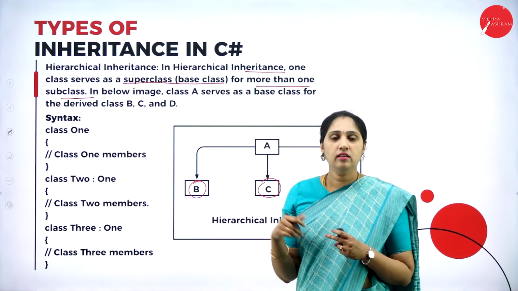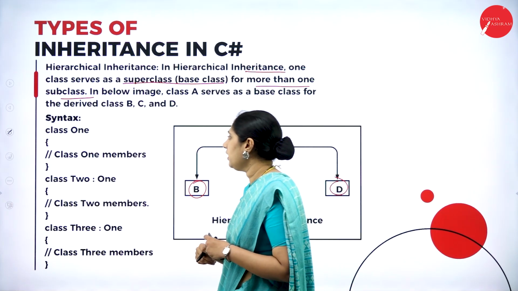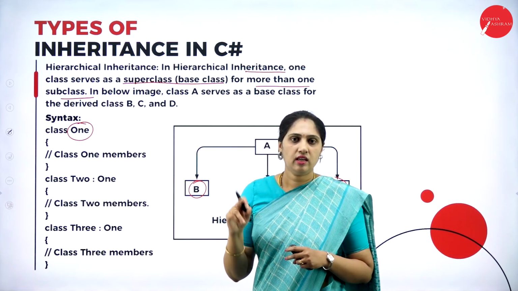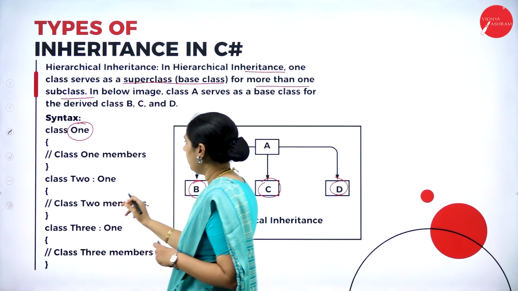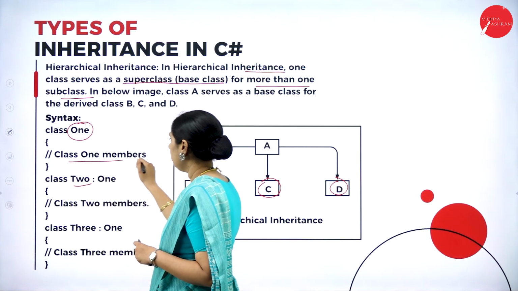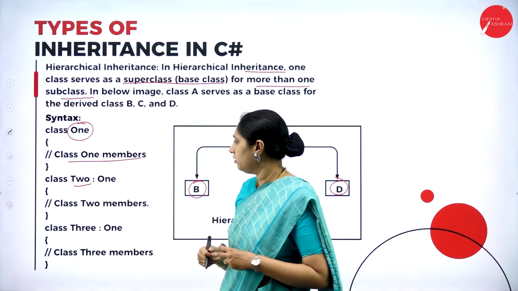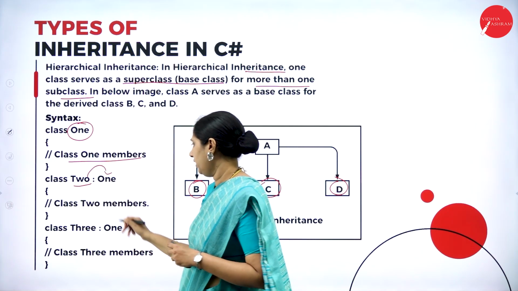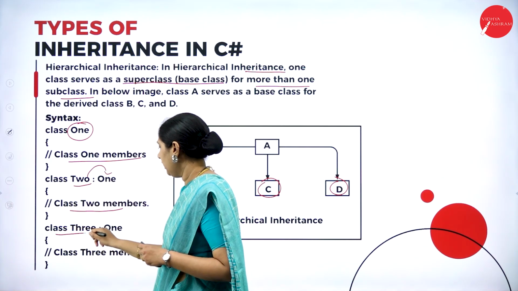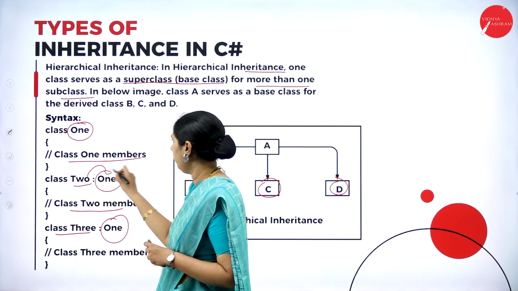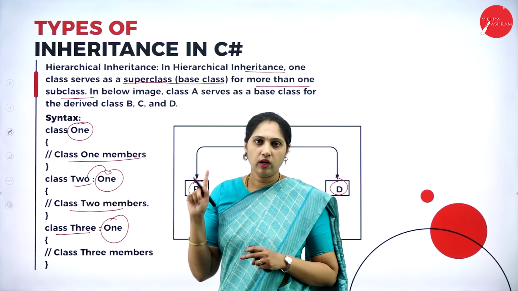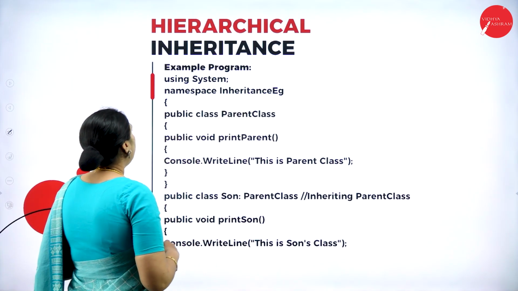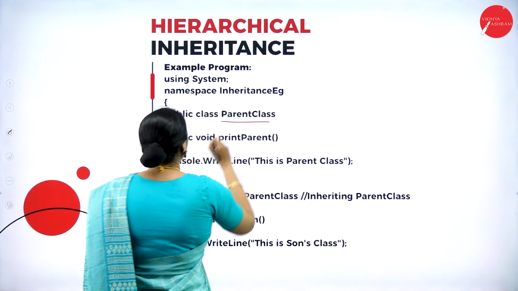So we go with the example. So what is the example? Say class 1, so instead of A, we have said class 1. Next you have class 2. Here you can have some members, which I have not written. So class 2 inherits 1. Next again class 2 members. Then class 3 inherits 1. See, everywhere 1 is common, meaning there is one superclass. Now we go for the example. Say we say public class ParentClass.